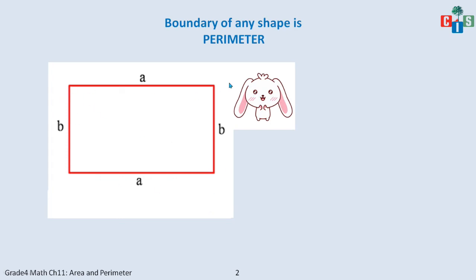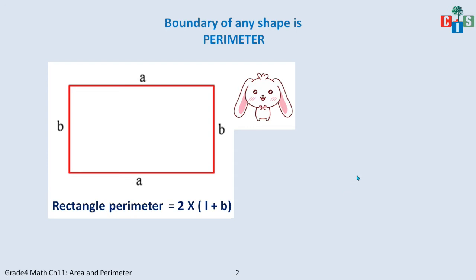So I can say A plus B plus A plus B. Yes, but we have derived a formula for this. The formula is: perimeter of a rectangle is 2 times (length plus breadth). So this is how we have to represent it using these brackets.